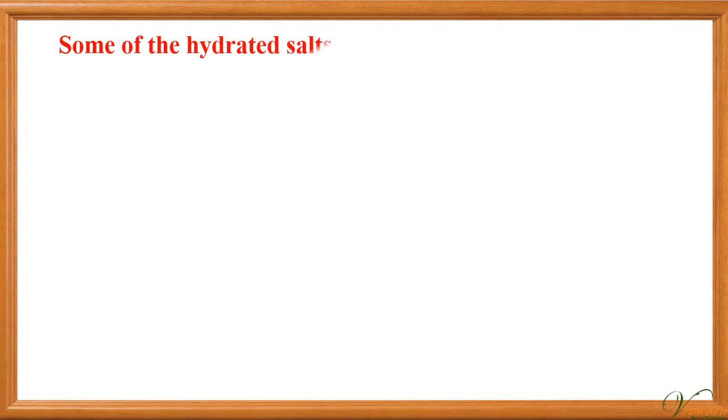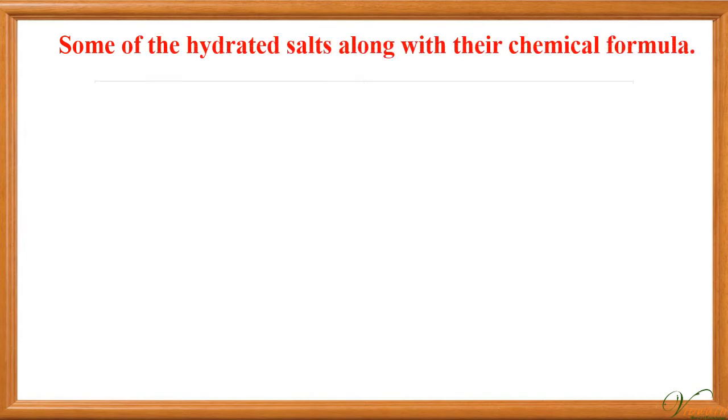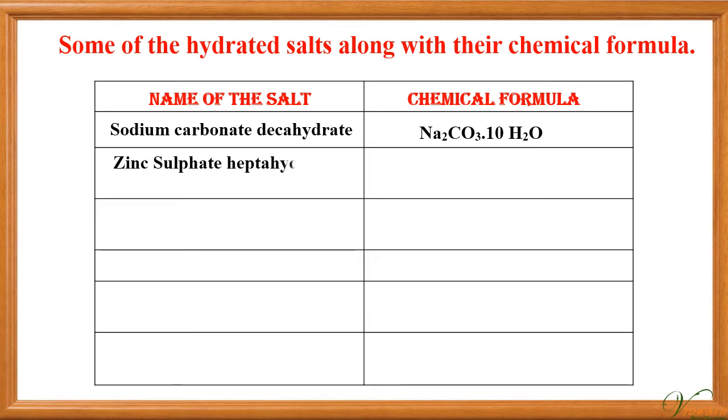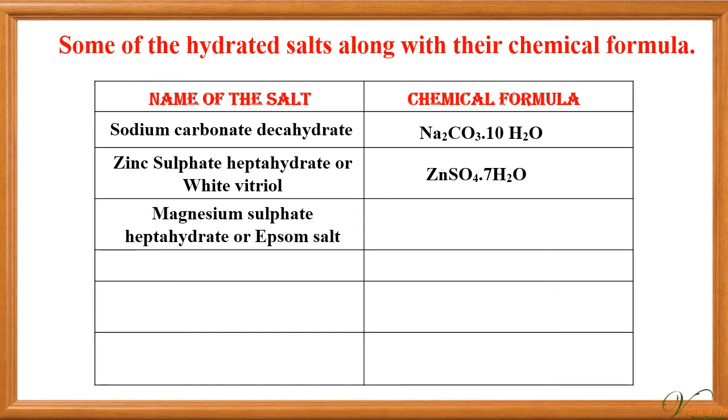Some of the hydrated salts along with the chemical formula. Name of the salt: sodium carbonate decahydrate. Chemical formula: Na2CO3·10H2O. Name of the salt: zinc sulfate heptahydrate or white vitriol. Chemical formula: ZnSO4·7H2O. Name of the salt: magnesium sulfate heptahydrate or Epsom salt. Chemical formula: MgSO4·7H2O. Name of the salt: potash alum.